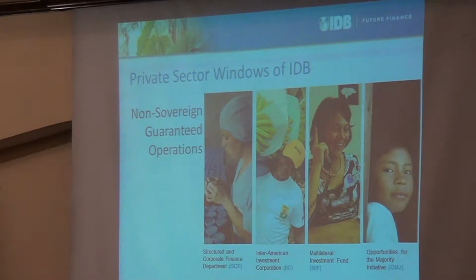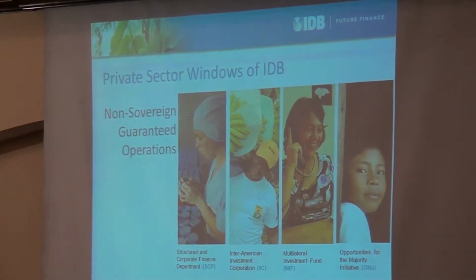I want to highlight that because lending to banks who then lend to smaller businesses is a good strategy for us in order to reach smaller businesses that can't necessarily take a large loan like $20 million. We can lend to the company who can then make many smaller loans to smaller companies. The other three windows, I'll go through them a little quicker.